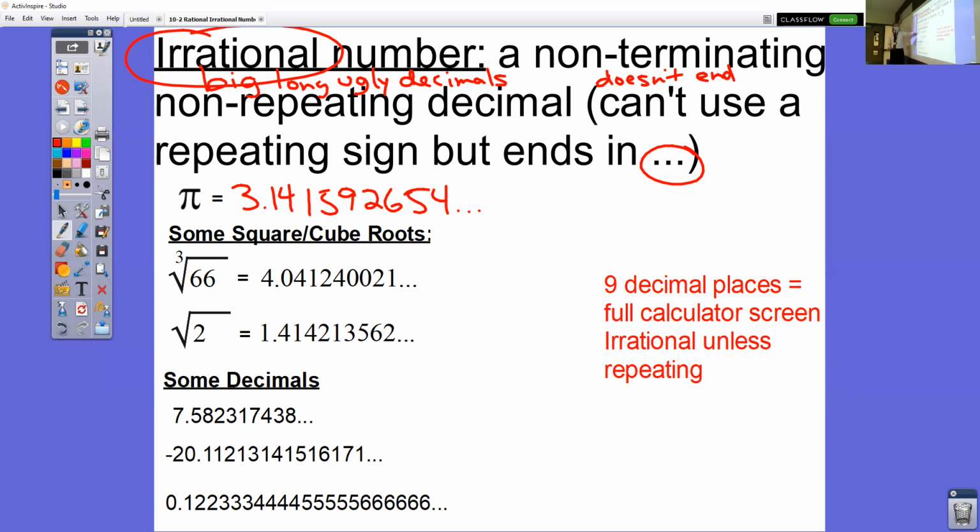If you type in the cube root of 66, notice that this says some square roots and some cube roots. Anytime that you have a square root or a cube root, you have to type it into the calculator to be able to tell.